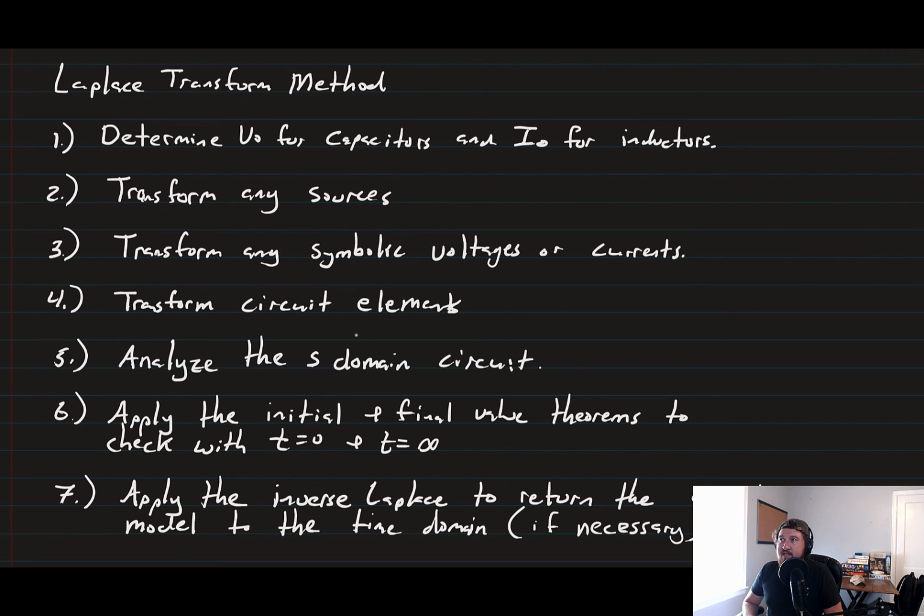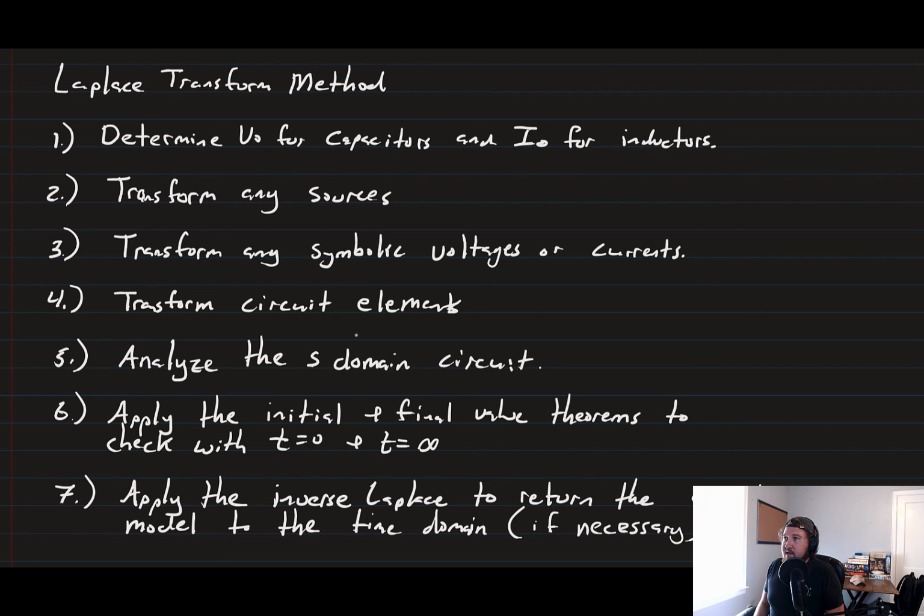Step 3, if there are any symbolic voltages or currents, this is a weird one. This just means if there's currents or voltages already given to you in your model, go ahead and transform those. Step 4 then is transform the circuit elements. Step 5, analyze the S-domain circuit. This is doing the stuff. This is node voltage, mesh current, whatever it is you're doing for your analysis, do it then.